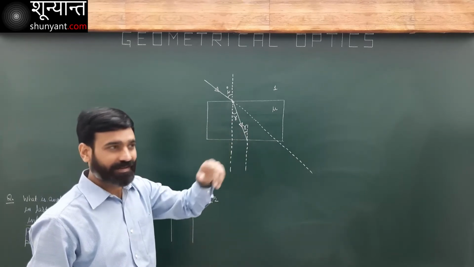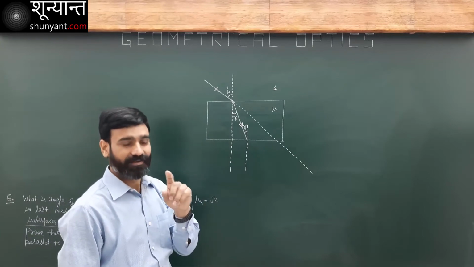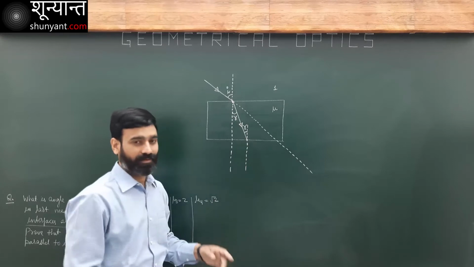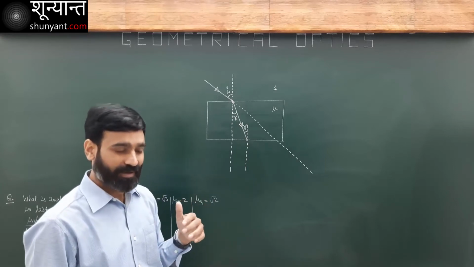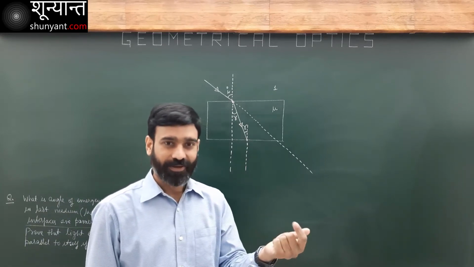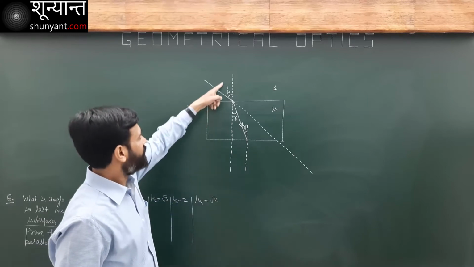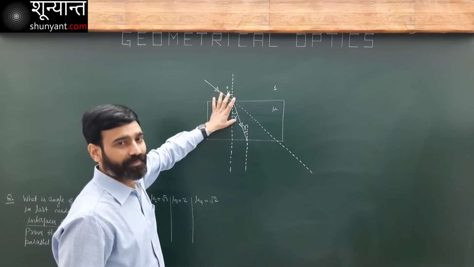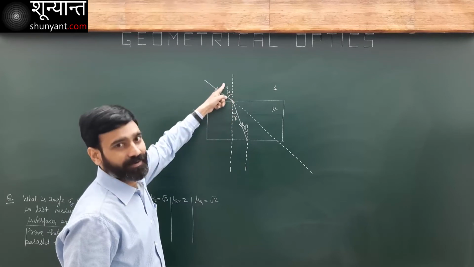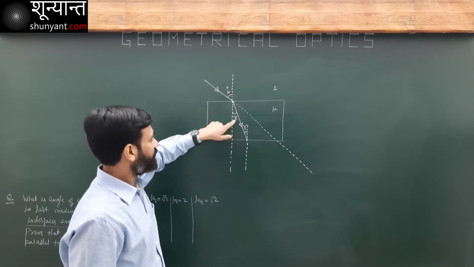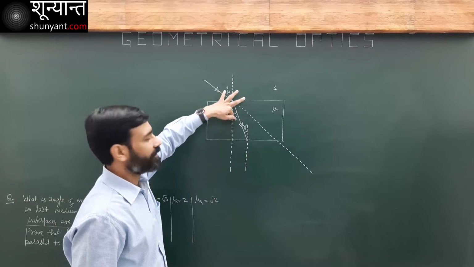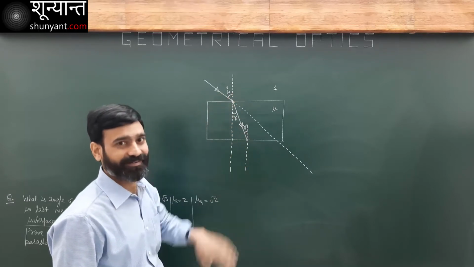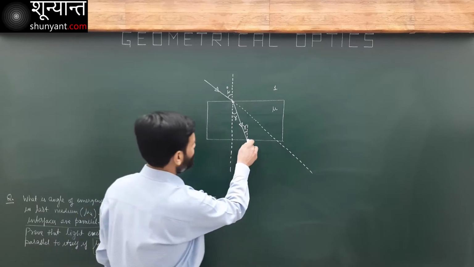Now see this connection. I have to apply Snell's law at this point here and this point here. Without applying Snell's law, we can use this beautiful simple logic. Angle in air is I, angle in glass is R. Angle in glass R, angle in air I. Okay? It is going to be equal to I.